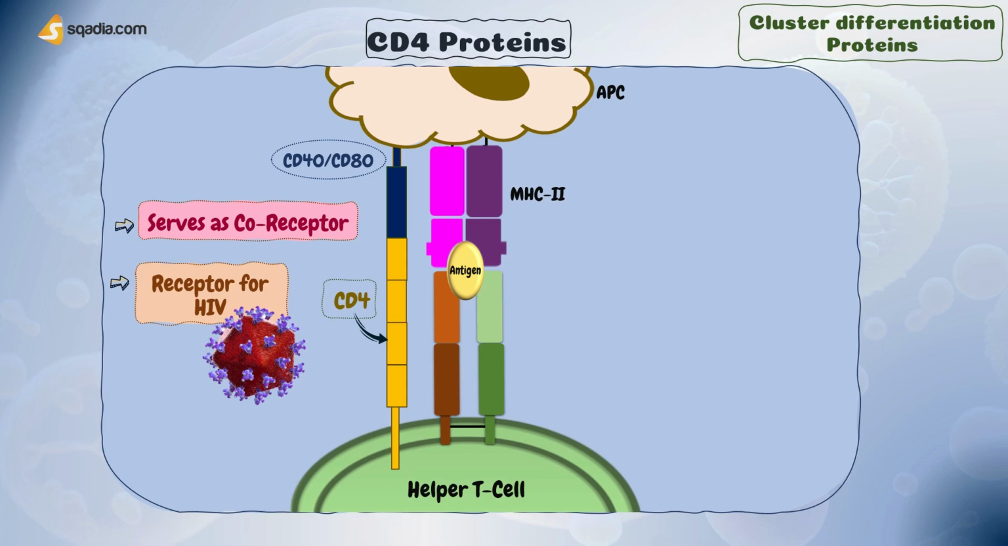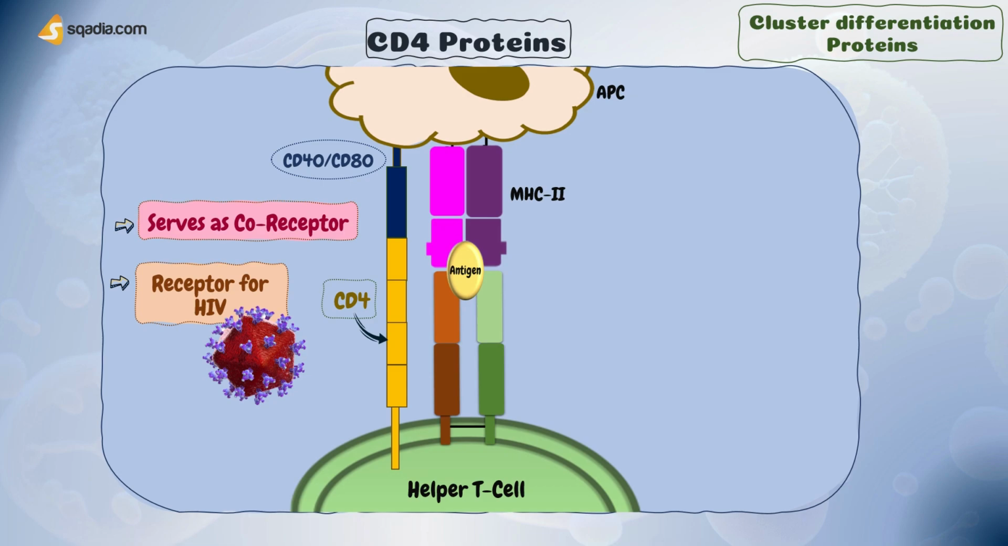Other than this, the CD4 also serves as a receptor for the human immunodeficiency virus, HIV. The virus binds to CD4 on certain immune cells, such as helper T cells, leading to infection and depletion of these cells, which contributes to the progression of AIDS.